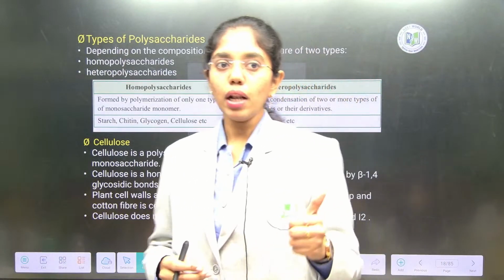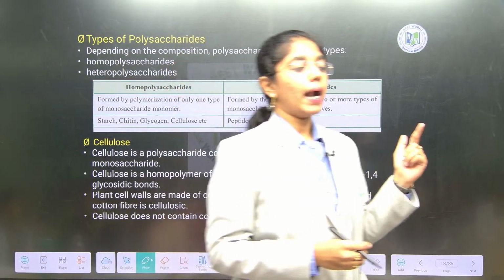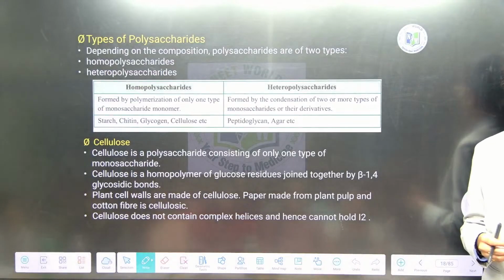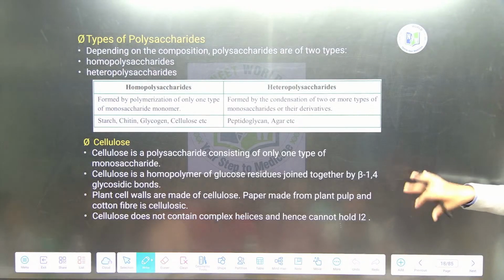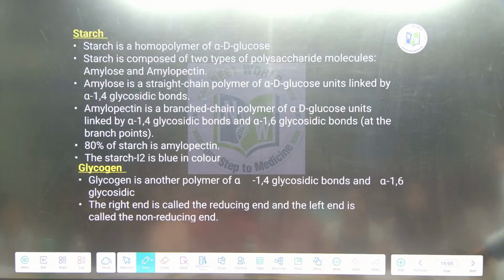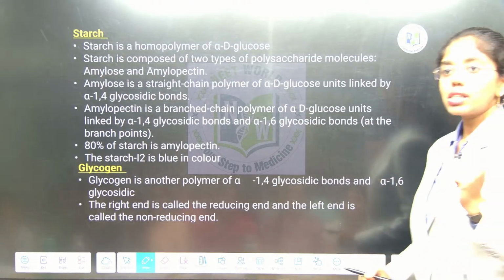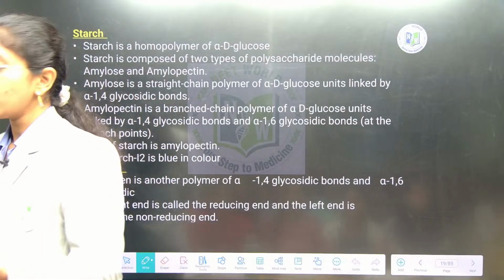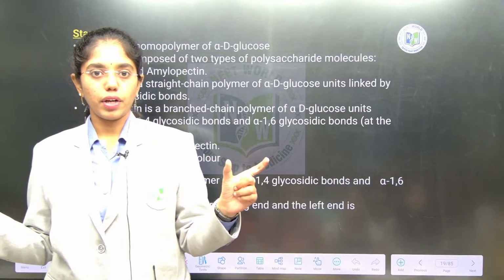Plant cell wall, pulp of plant, cotton fibers, paper pulp. Okay, these are where you find the cellulose. Next is starch. Starch is also a homopolymer which is made up of alpha D glucose, but the chains formed are different. What are they?